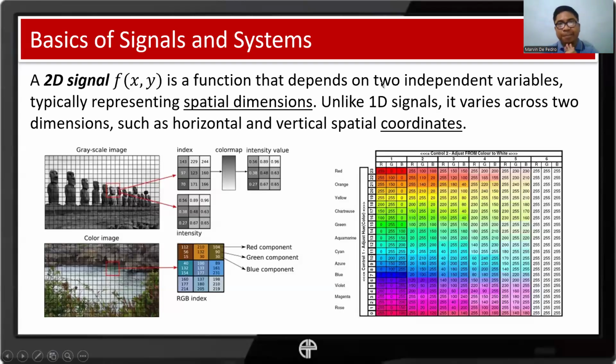Okay, next part we have this so-called 2D signal, or two-dimensional signal. If a 1D signal has f of x, for example, a 2D signal has f of x and y. So we now have two variables in our function. And as you can see, a 2D signal is a function that depends on two independent variables, typically representing spatial dimensions.